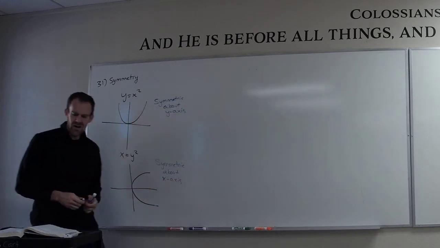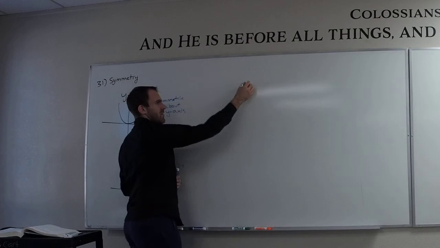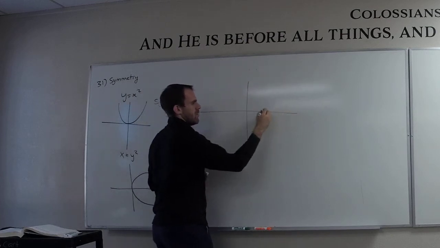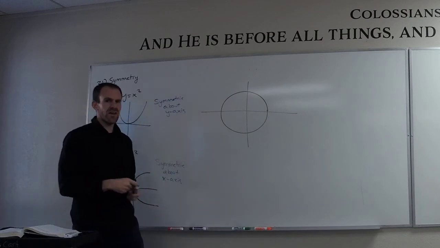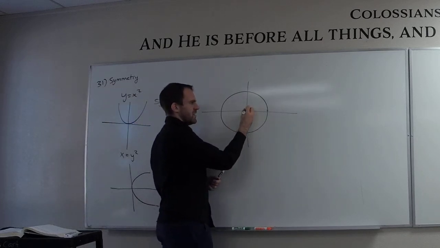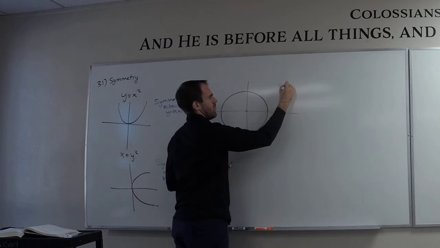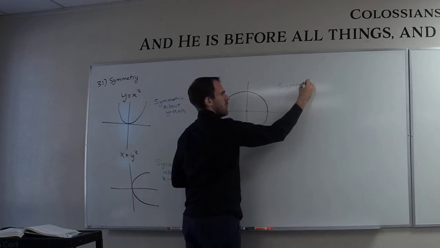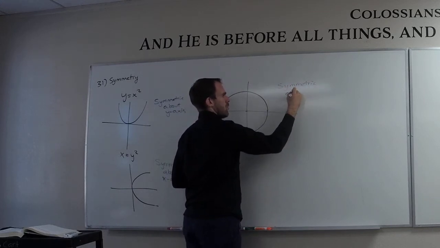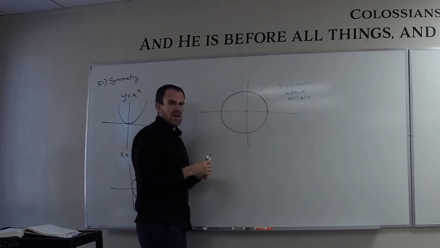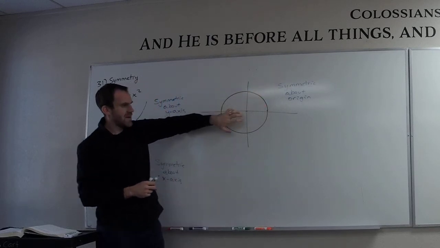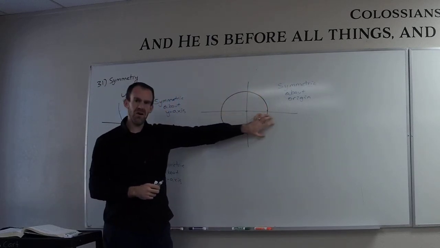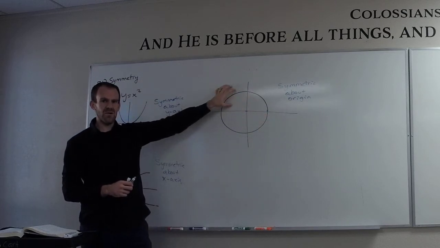And finally, a shape that you are very familiar with. The circle is symmetric about the origin, the point in the middle. If I take what's up here and I flip it across, I get this part. If I take this part, I can flip it across and get this part.